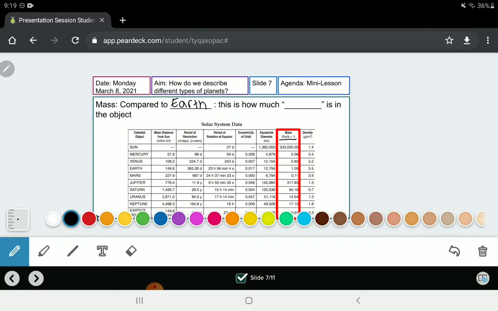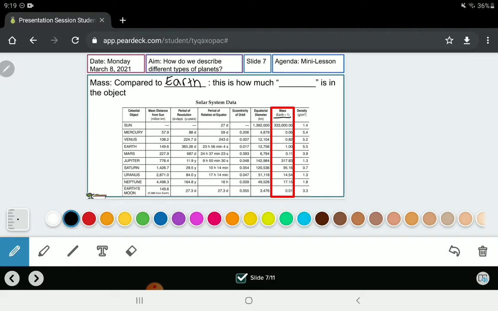So the masses on here is how many times more massive it is than the Earth. So the Sun is 333,000 times more massive than Earth. Earth is 1 times as massive as Earth. That means that Earth is the same mass as Earth. And then you can see Jupiter is 317 times more mass than Earth.